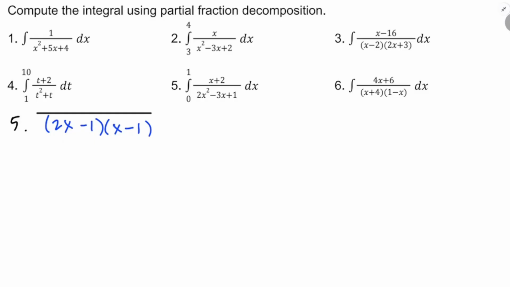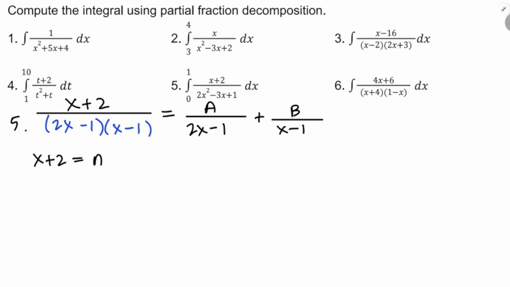I determined that was the denominator, and the numerator was x plus 2. That's going to be A divided by 2x minus 1 plus B over x minus 1. And multiply both sides by both denominators and get x plus 2 equals A multiplied by x minus 1 plus B multiplied by 2x minus 1.